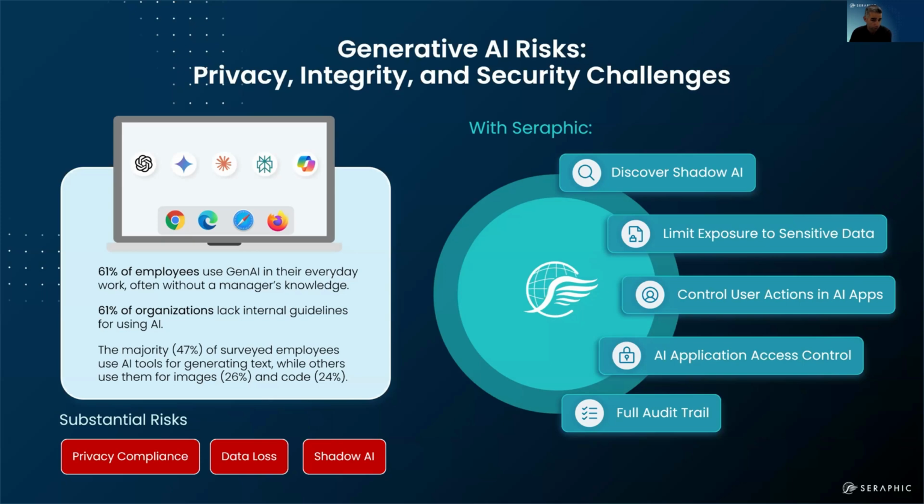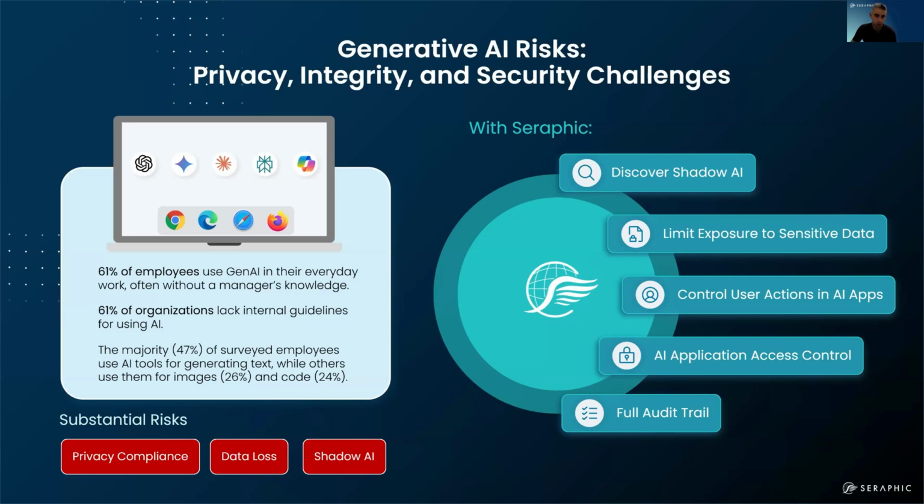The majority of surveyed employees use AI tools for generating text, while others use them for images and code. So it's not just one type of use. It can be used in different ways, which also leads to different risks and different options for sensitive data loss. We're seeing substantial risks in the use of these applications: privacy compliance risk, data loss risk, and the use of shadow AI.